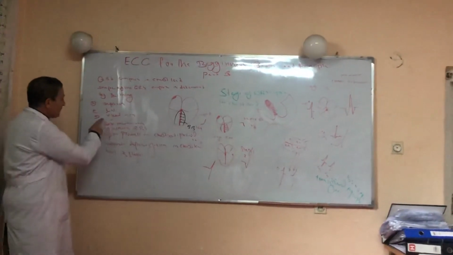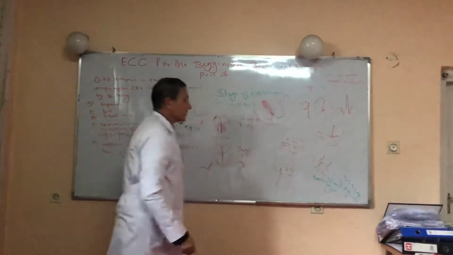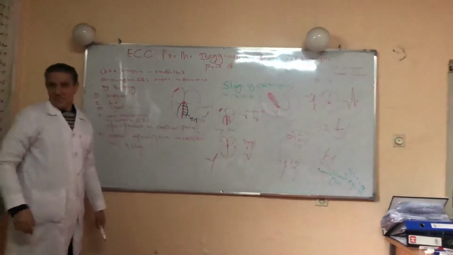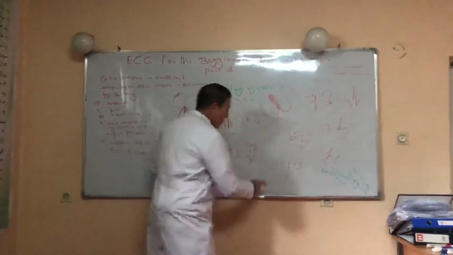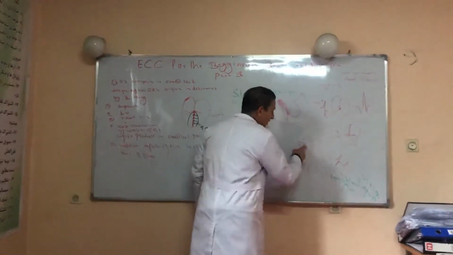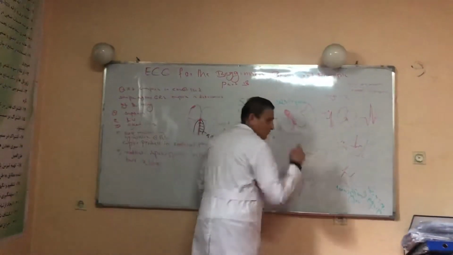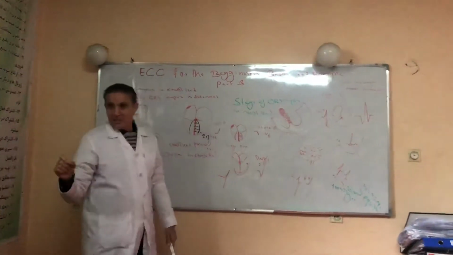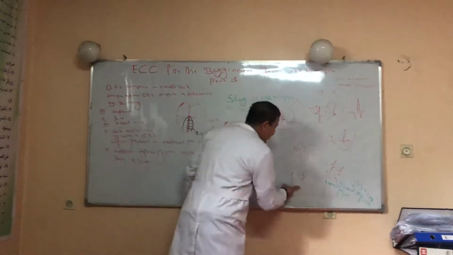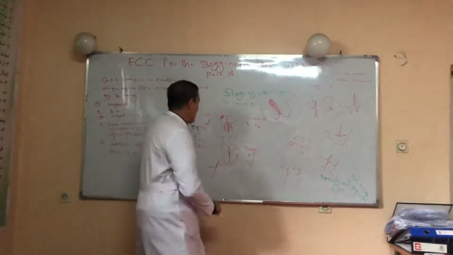Another is the position of the lead. In chest leads we have 6 leads, from V1 to V6. V1 and V2 look at the right ventricle, but electrically provide information about the septum.